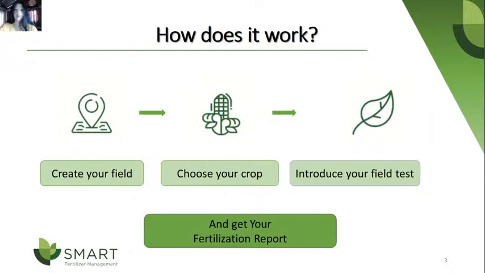How does it work? It's very simple. The only thing you need is a computer, tablet, or cell phone and access to internet. Once you get our license, which you can buy online, you will have your own credentials, your username and password. With those credentials, you log into the software, create your field, choose your crop, introduce your field test, and after that, you will get your report.